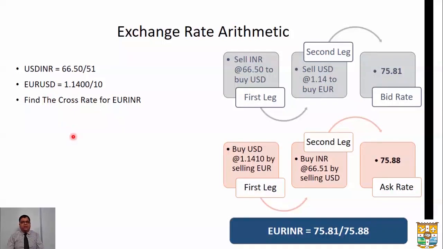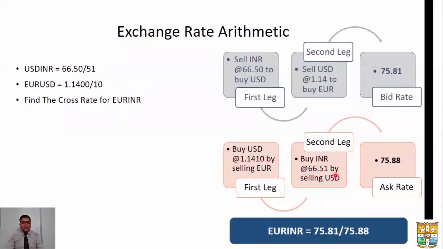On the other hand, we did the reverse when we tried to find out the ask rate. Here we sold euro to buy USD. So we had to buy USD at 1.1410 because it is the rate at which the market maker would be willing to sell euro to us. And thereafter we sold the USD to buy INR at 66.51.